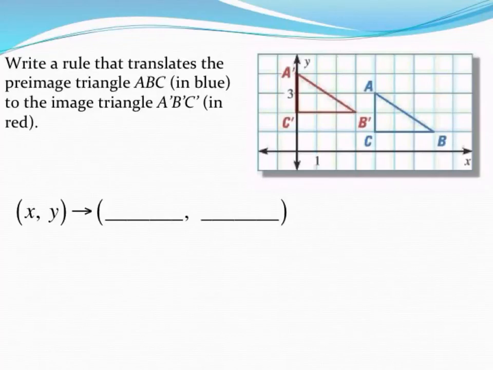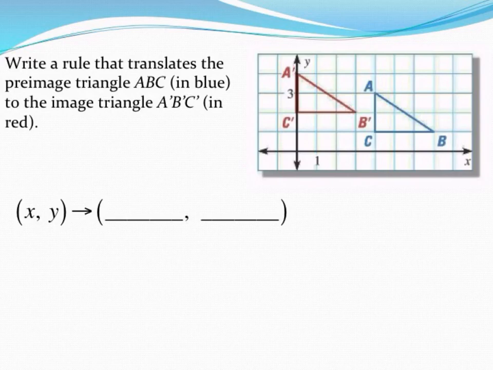This time I want to write the translation rule that would result in sliding this figure to form the image that's shown. It tells me the image and the pre-image, it tells me what color they are, but suppose it didn't tell me.